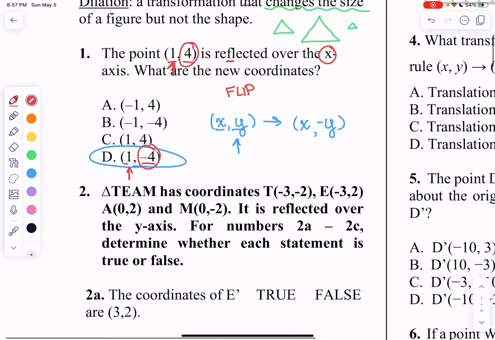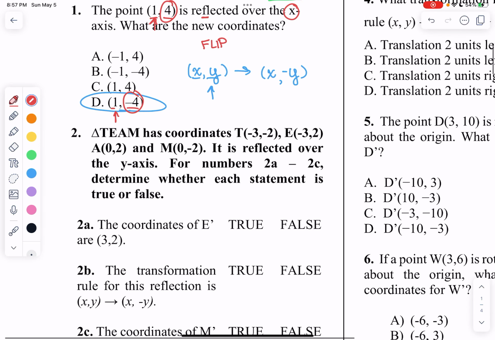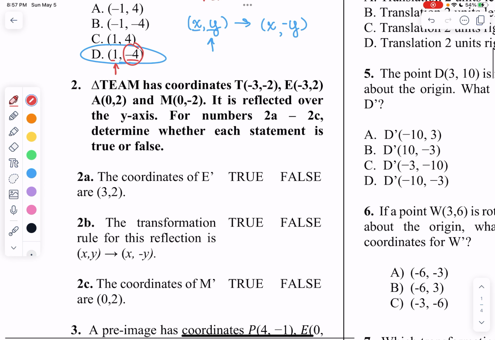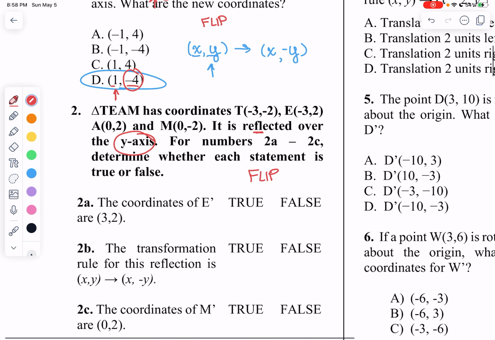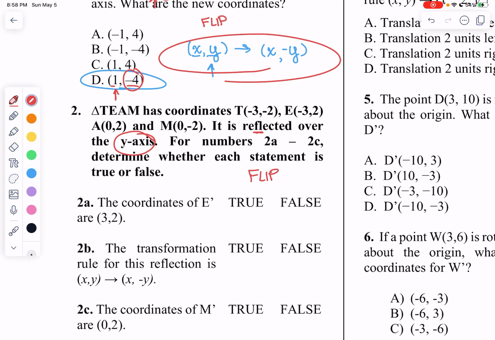So let's move on to number 2. Number 2 says that shape TEAM has these coordinates, negative 3, negative 2, negative 3, positive 2, 0, 2, and 0, negative 2. It is reflected, meaning flipped, over the y-axis. So determine if each statement is true or false. So let's talk about this using this rule that we thought about up here, okay?